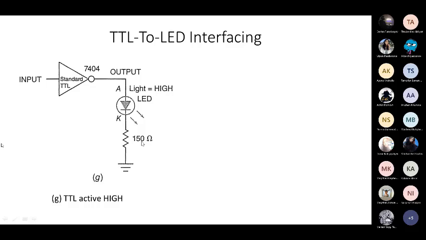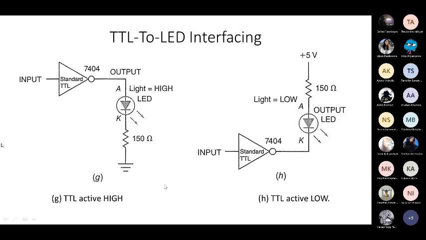This limiting resistance, why? Because we could not use 1 kilo ohm. Why? Because the current that this TTL gives is different from the current the CMOS gives us. For this reason, you can connect the TTL standard inverter to an LED by using a resistor with the value 150 ohms. So it's TTL active high, and here you can see TTL active low. So the same, but you connect the cathode to the inverter and the anode to the VCC, right?